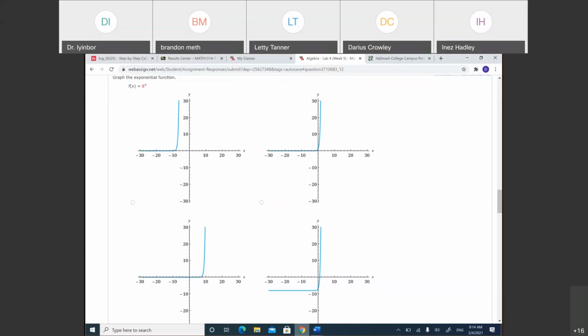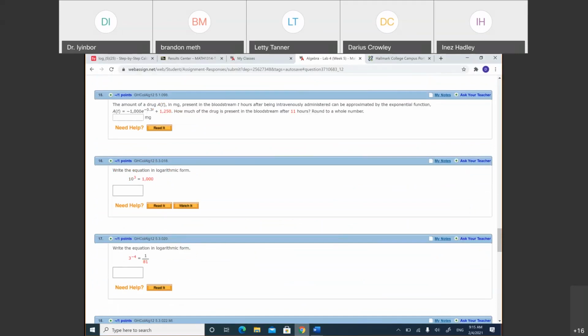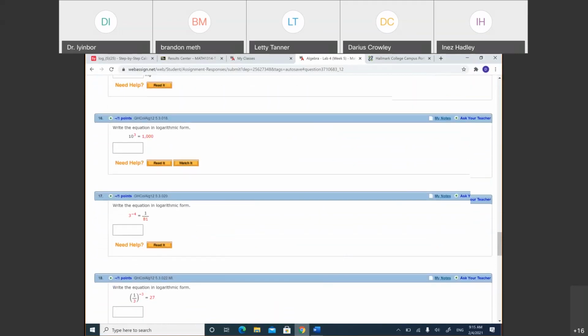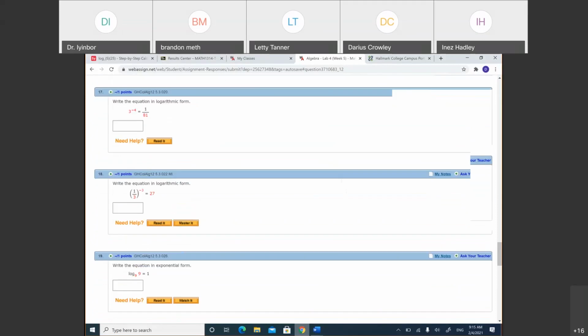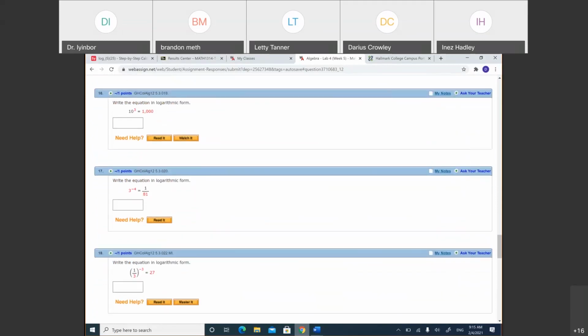So now let's go ahead and go over how to change logarithm to exponent and exponent to logarithm. So I'm going to do one of those questions. Okay, so let's pick one. Let's do number 16, 17, 18. Let's do one of those. Doesn't matter.